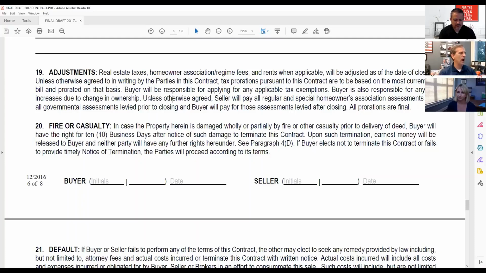All right. And if you're a buyer and they try to bring this to you at the closing table, all you need to do is say prorations are final. It says so right there.